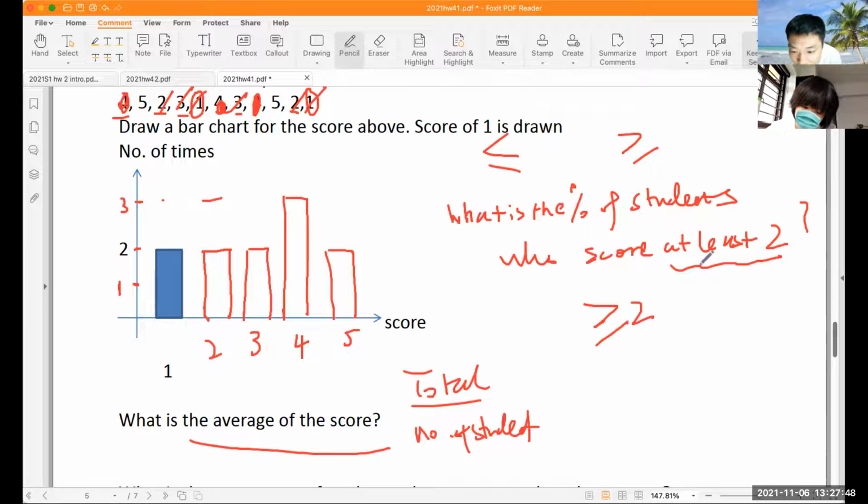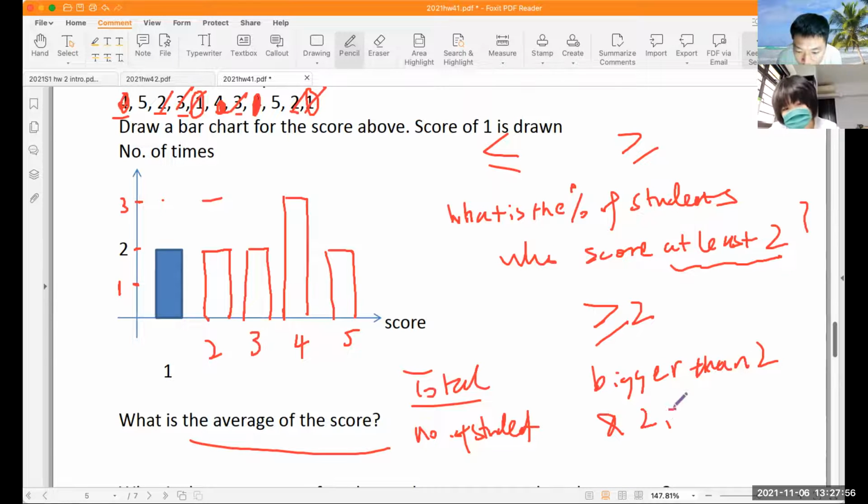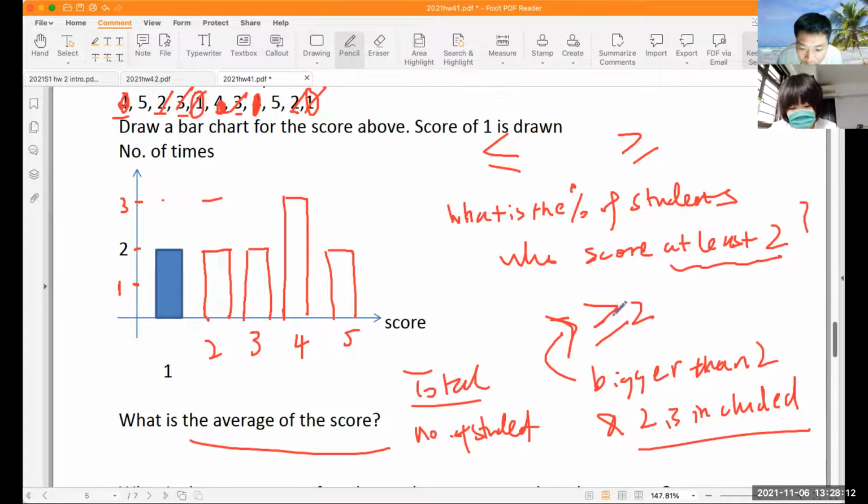So at least 2 means bigger than 2 and 2 is included. This is how you use this sign to represent at least 2. Does it make sense to you now? Yeah. So when 2 is included, then you just have this equal sign there.